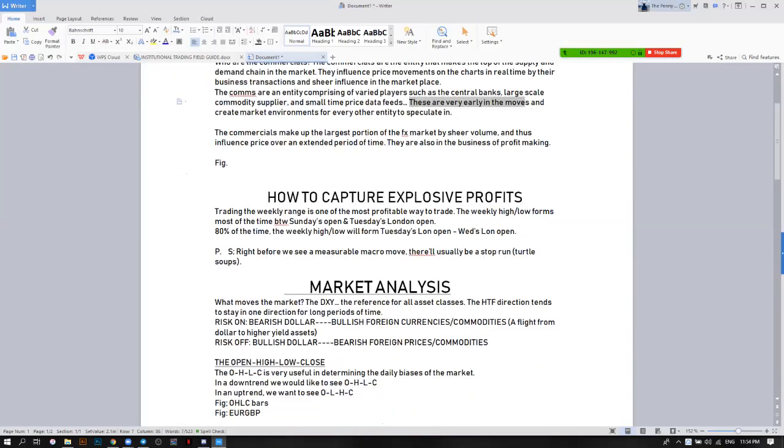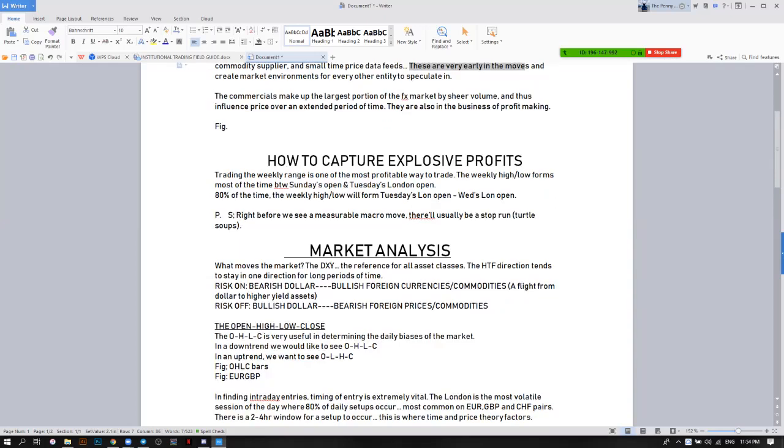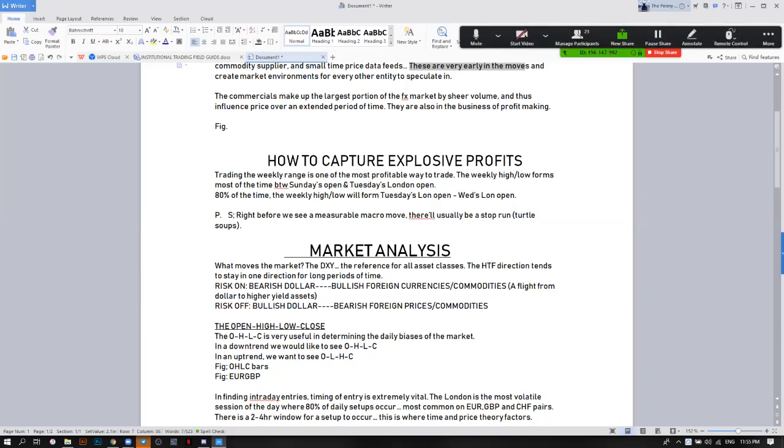Okay, so now let's go to market analysis. What moves the market? The DXY is a reference for all asset classes. The higher time frame direction tends to stay in one direction for long periods of time. So if you get a daily bias bullish, it's going to tend to stay in that direction for 2, 3, 4 weeks, 5 weeks, 1 month, 2 months. I showed you guys yesterday using your intermediate term swing lows or highs, long term swing lows or highs.